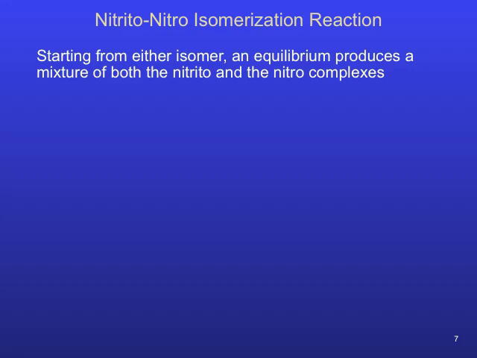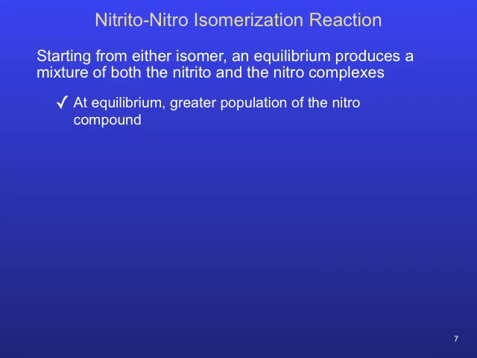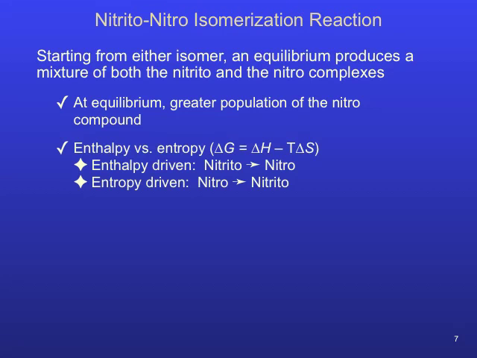Starting either with the pure nitrito or pure nitro isomer, an equilibrium is eventually established where the nitro, or thermodynamic product, predominates. The dynamic equilibrium between these two forms is driven by enthalpy when converting the nitrito to the nitro complex, and by entropy when converting the nitro to the nitrito complex. This isomeric conversion does not involve another reactant.